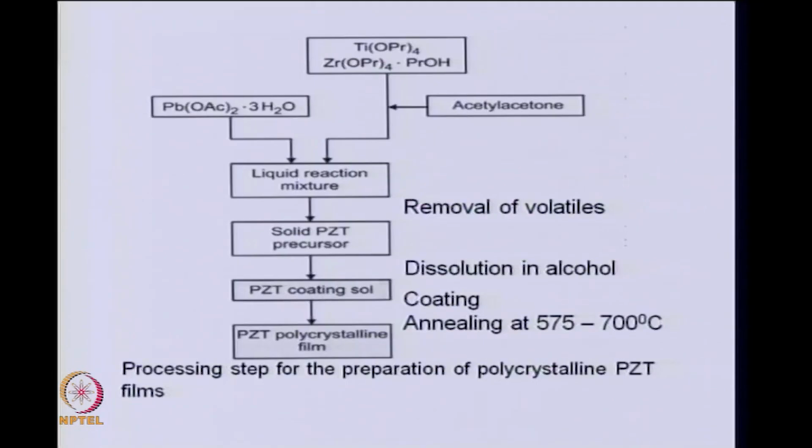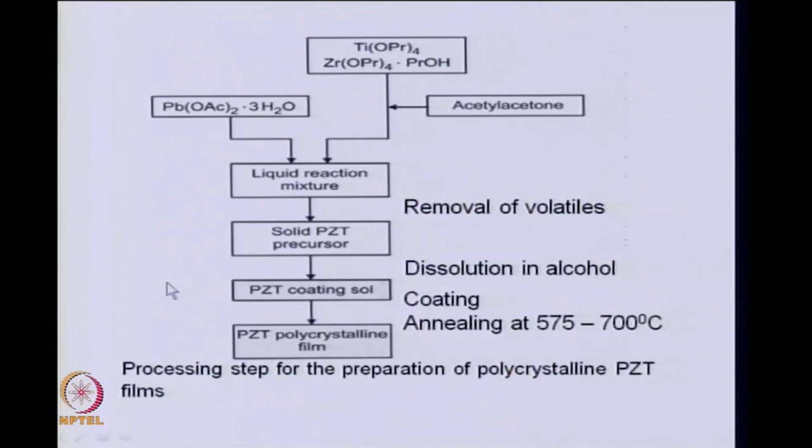And if you want to get the powder, you heat it or anneal it between 575 to 700 degree centigrade, and then you can get a polycrystalline film or a nanocrystalline film. So, this is a process using sol gel chemistry to get a polycrystalline PZT film.